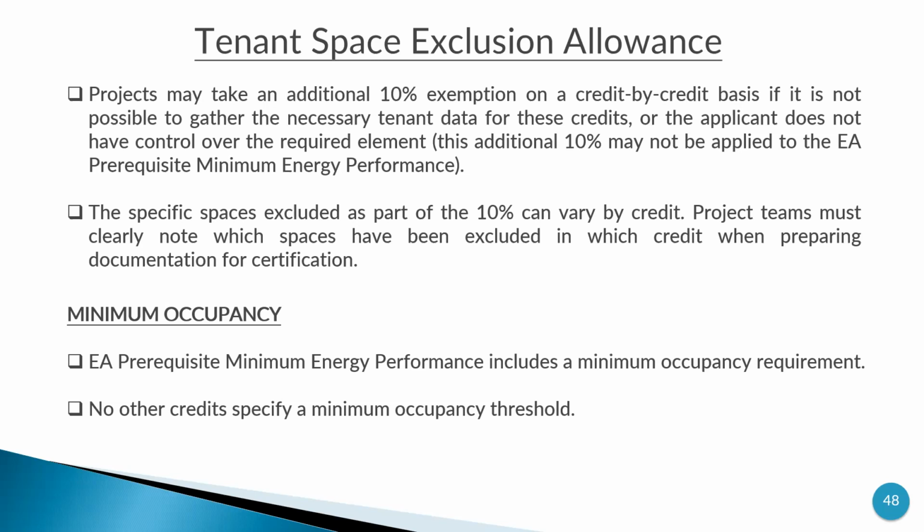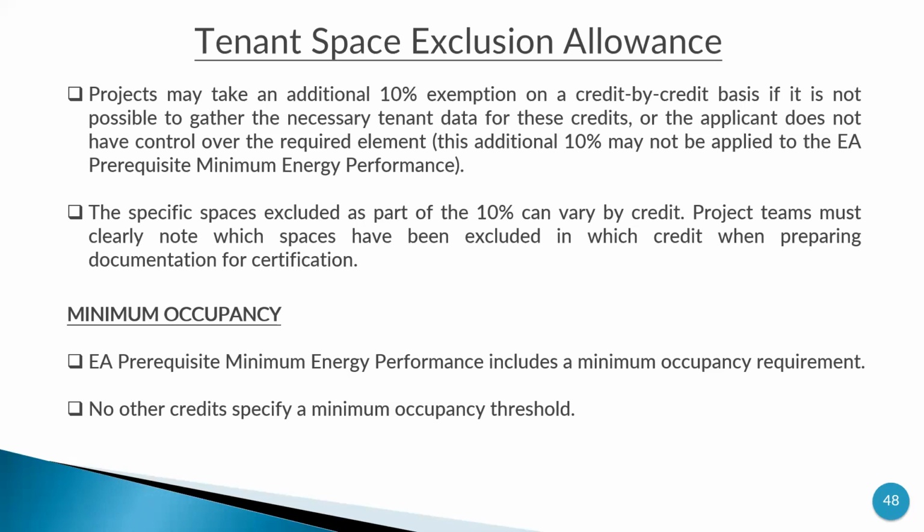Means on an overview, what did you understand? Based on the credit, you will be following the standards, the exclusions part of it. Okay, some credits you cannot exclude anything, but some credits you can exclude up to 10%. And the third category is you can go another additional 10%, which means 20%. Okay, the specific spaces excluded as part of 10% can vary by credit. Project teams must clearly note which spaces have been excluded in which credit when preparing documentation for certification.